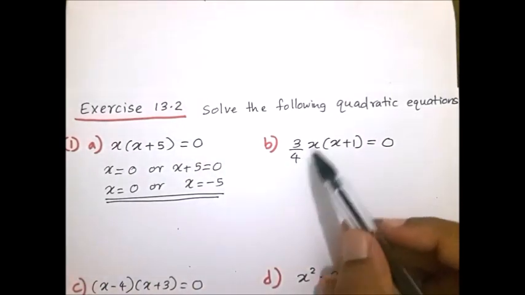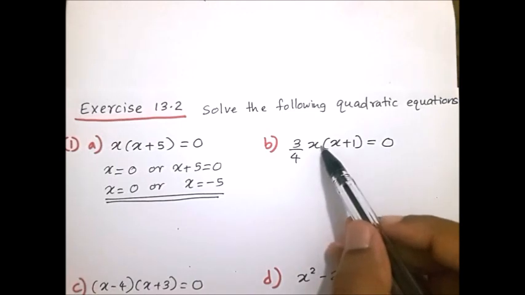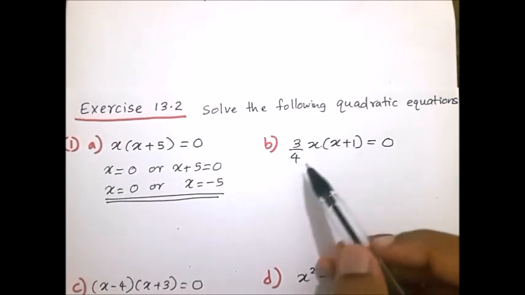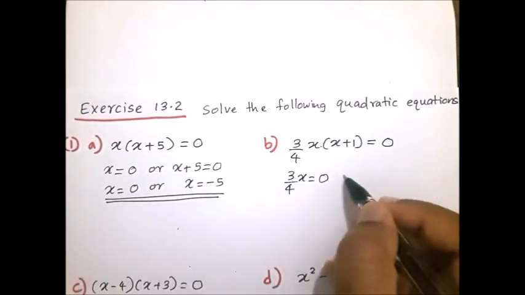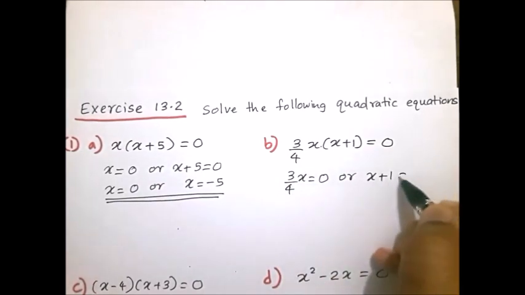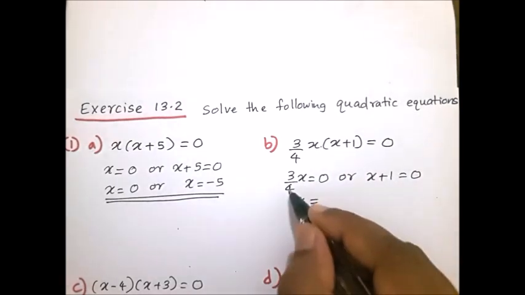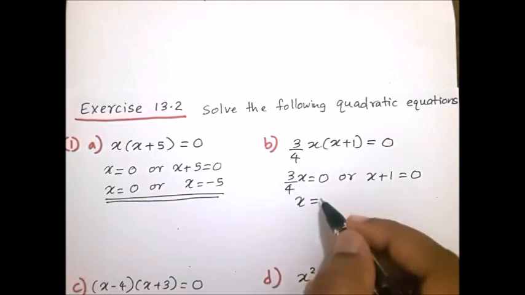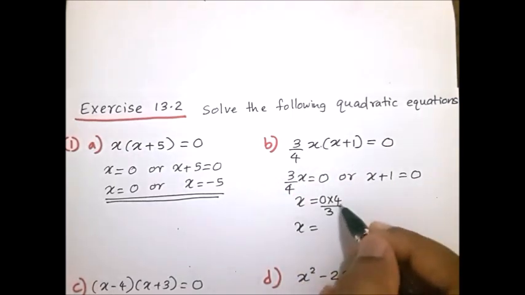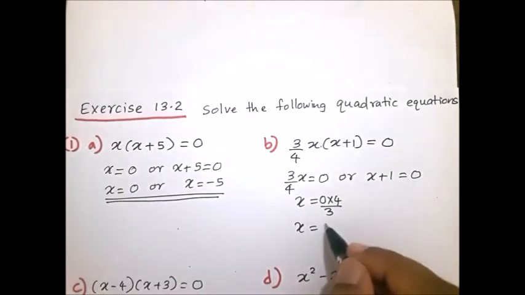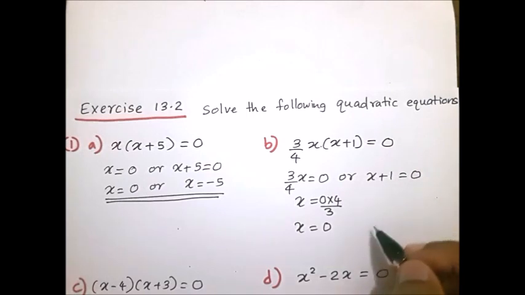In part B, here again two factors. Here multiplication between these two factors. So you can write 3 over 4x equals 0 or x plus 1 equals 0. Here you have to find the value of x. Multiply 4 by 0 and divide by 3. 0 multiplied by 4, 0. 0 divided by 3, it is 0. And take here plus 1 to the right hand side, it is minus 1.